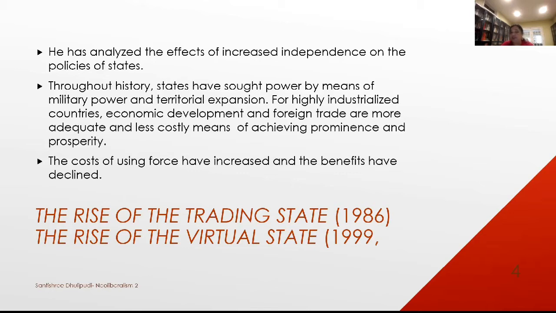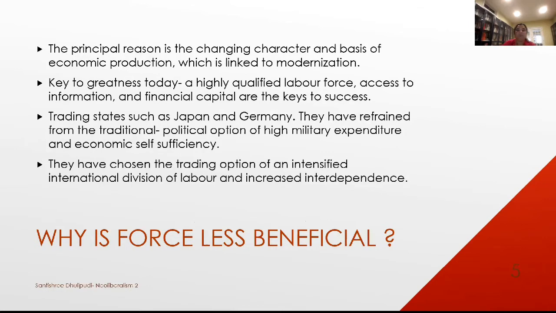He has analyzed the effects of increased interdependence on the policies of states. Throughout history, states have sought power by means of military power and territorial expansion. For highly industrialized countries, economic development and foreign trade are more adequate and less costly means of achieving prominence and prosperity. The costs of using force have increased and the benefits have declined. The principal reason is the changing character and basis of economic production, which is linked to modernization.